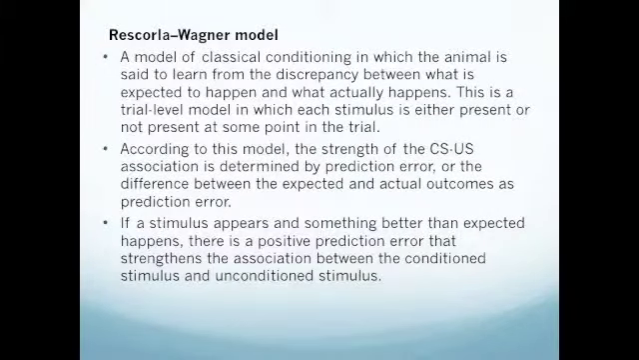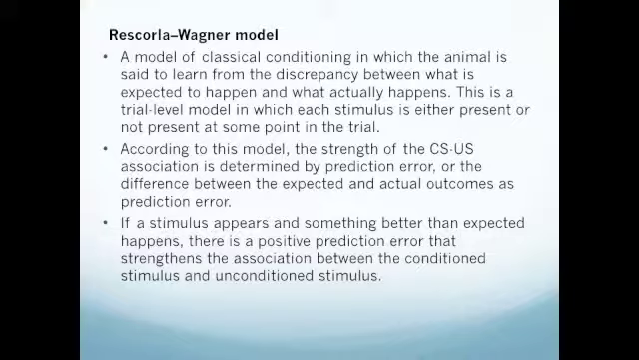The Rescorla-Wagner model was a model developed by the psychologists Robert Rescorla and Alan Wagner, and they significantly affected people's understanding of how they learn. It is a model of classical conditioning in which the animal or human is said to learn from the discrepancy between what is expected to happen and what actually happens. This is a trial-level model in which each stimulus is either present or not present at some point in the trial. And according to this model, the strength of the conditioned stimulus and unconditioned stimulus association is determined by prediction error, or the difference between the expected and actual outcomes.